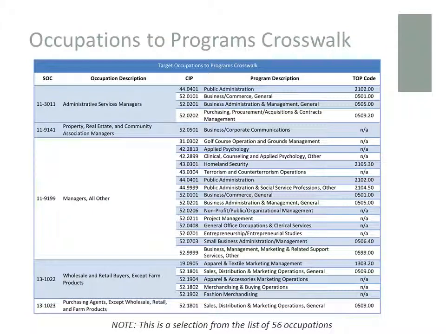So what we see here is, after applying the crosswalk, these are the target occupations. On the left we see the occupation list, the 56 occupations in Orange County that met the target criteria. And on the right we see the zip codes for the programs that lead to that occupation. This is just a subset of the entire list that's provided in the plan.